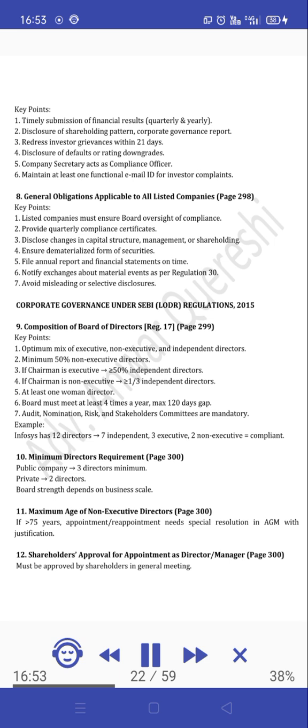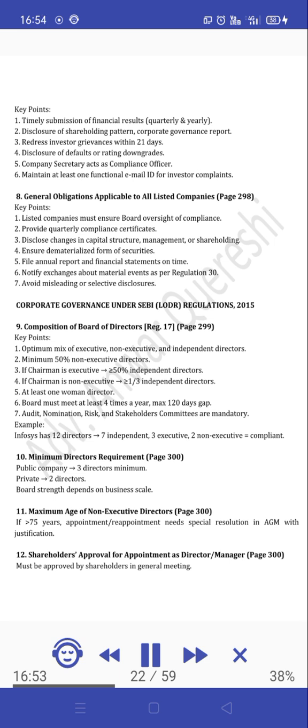8. General obligations applicable to all listed companies, page 298, key points. 1. Listed companies must ensure board oversight of compliance. 2. Provide quarterly compliance certificates. 3. Disclose changes in capital structure, management, or shareholding. 4. Ensure dematerialized form of securities. 5. File annual report and financial statements on time. 6. Notify exchanges about material events as per Regulation 30. 7. Avoid misleading or selective disclosures.